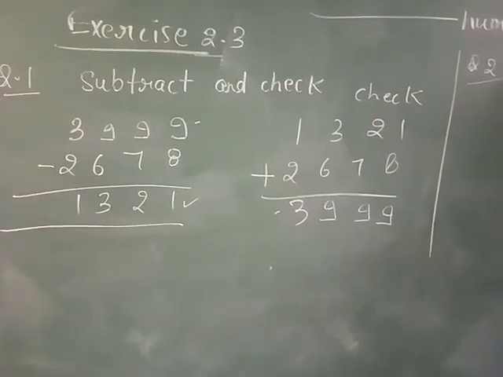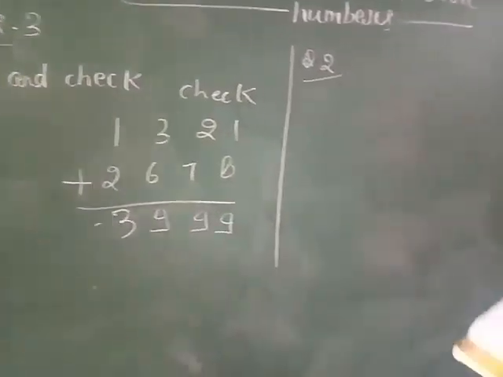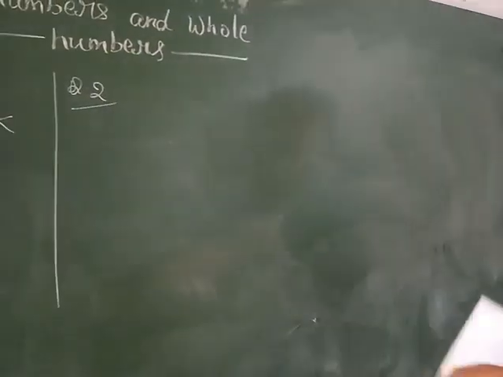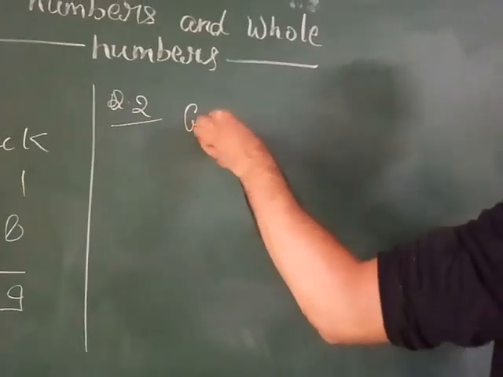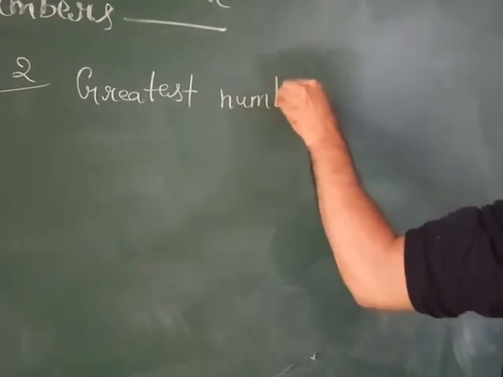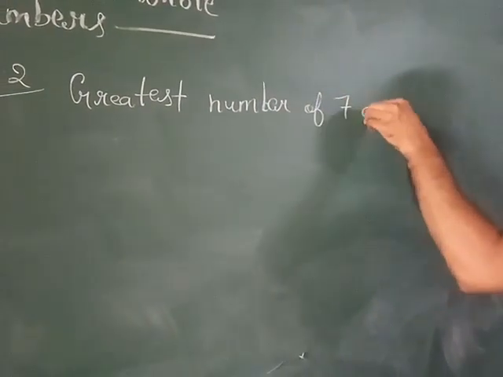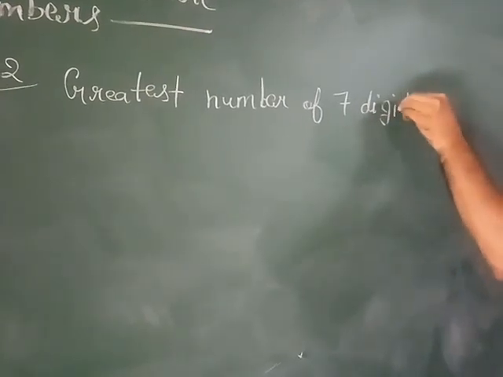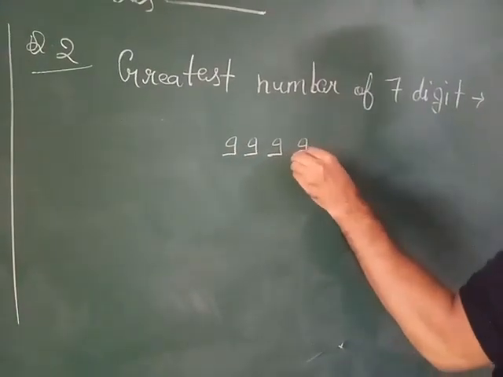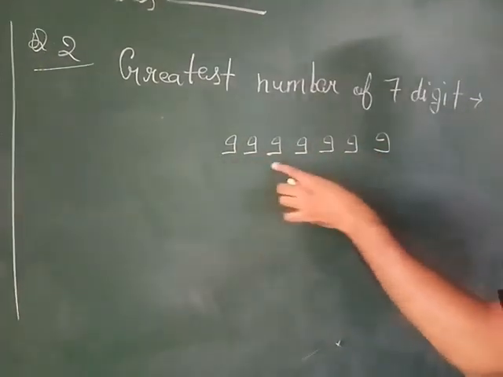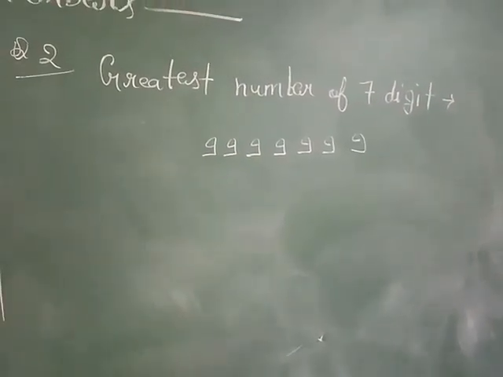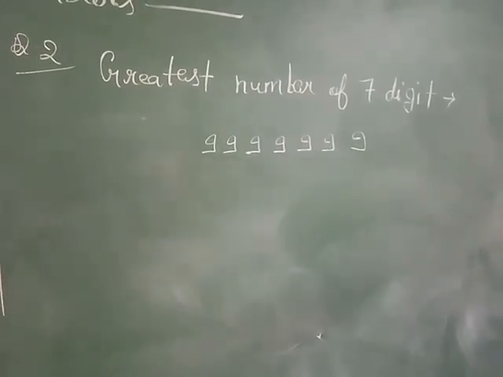Now question number 2. What must be added to a number to get the sum as the greatest number of 7 digits? So first, which is the greatest number of 7 digits? 9, 9, 9, 9. This is the greatest number of 7 digits, and the question is asking what must be added to 8476251.